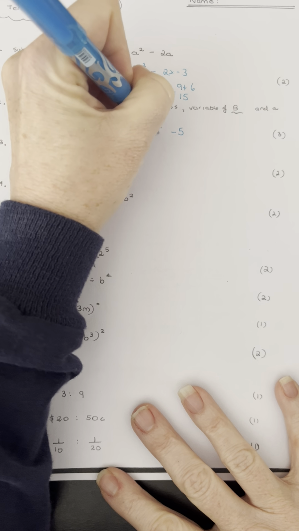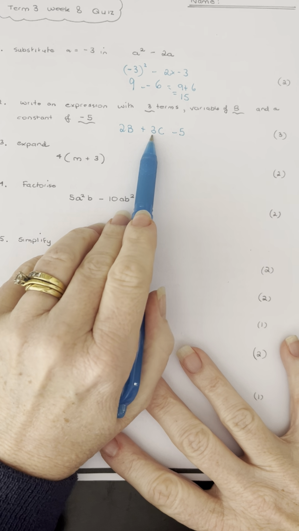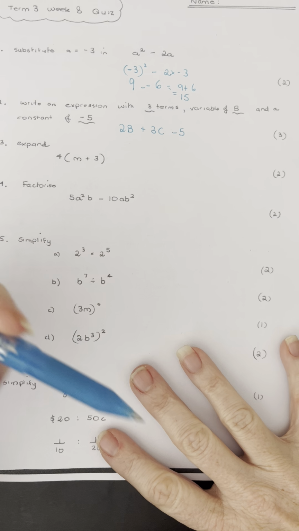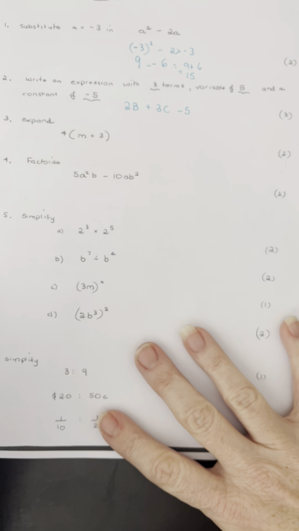I could have made it 4b, 5b, whatever I'd like there, any coefficient of b. And I could put any term in the middle there. So I could have put a b squared term, I could have put any letter there, term that I wanted. So that's an option that I can put there, the one that I've written, but there's lots of different ideas.